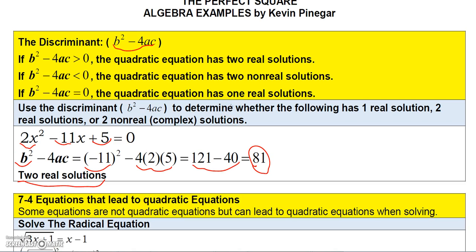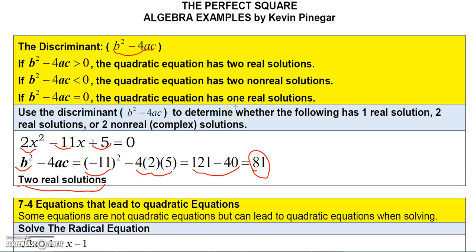So you might be asked to identify the number of solutions from a quadratic equation just by looking at the discriminant. And if you do have to do that, then that's how you would go about this method. Now, obviously you could solve the quadratic equation and determine what the nature of the solutions are, but this is so that you don't have to solve it to determine the nature of the solution.